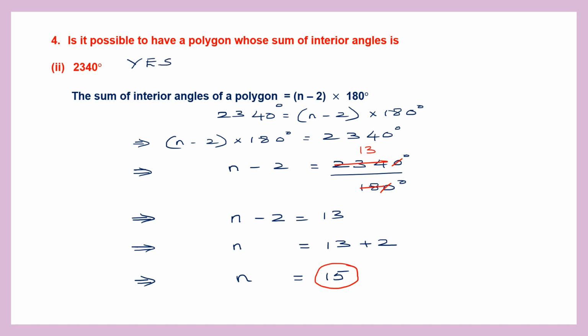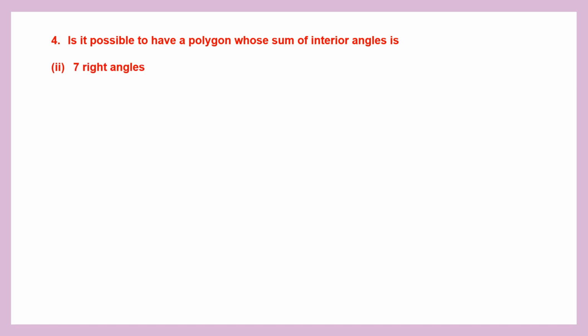Let's go to the next one. So here also, is it possible to have a polygon whose sum of interior angles is 7 right angles? 7 right angles means 7 into 90 degrees, because each angle is 90 degrees. Now 7 into 90. 7 nines are 63 and the 0, so 630. So the question is, is it possible to have a polygon whose sum of interior angles is 630 degrees?